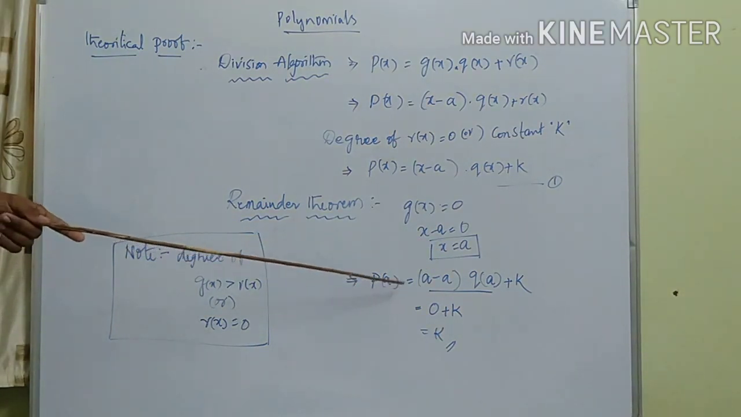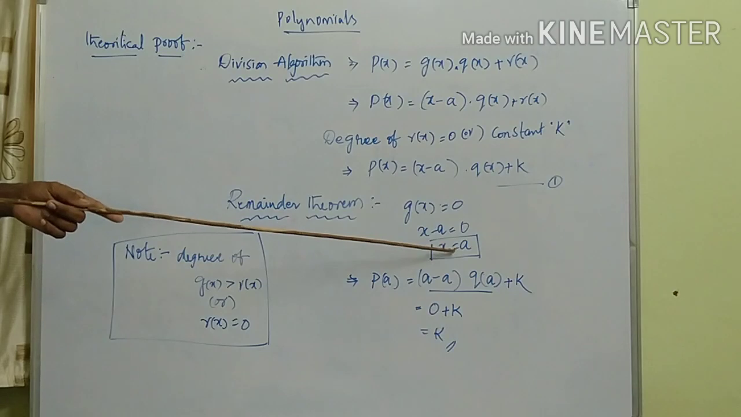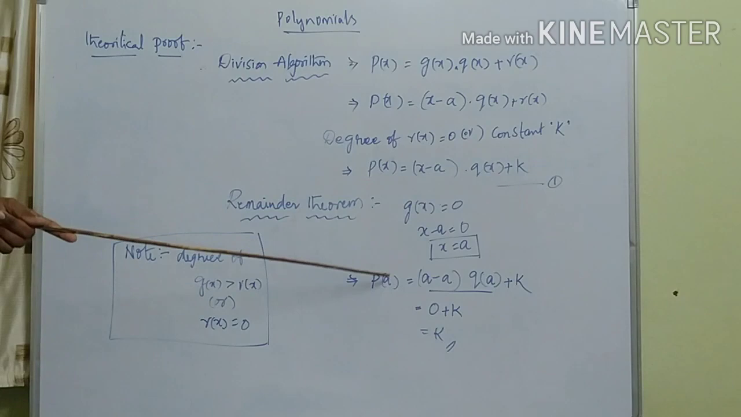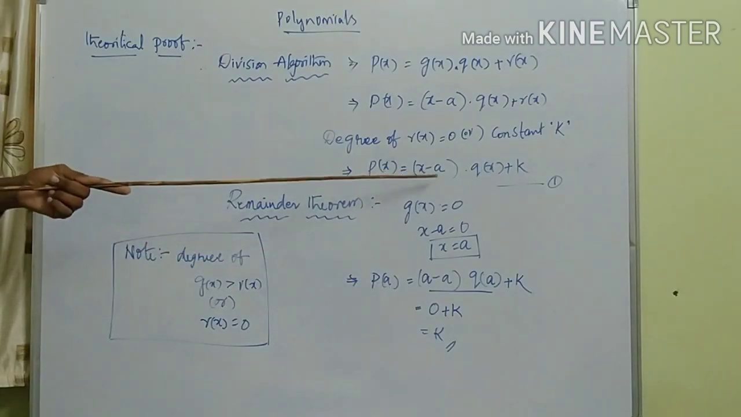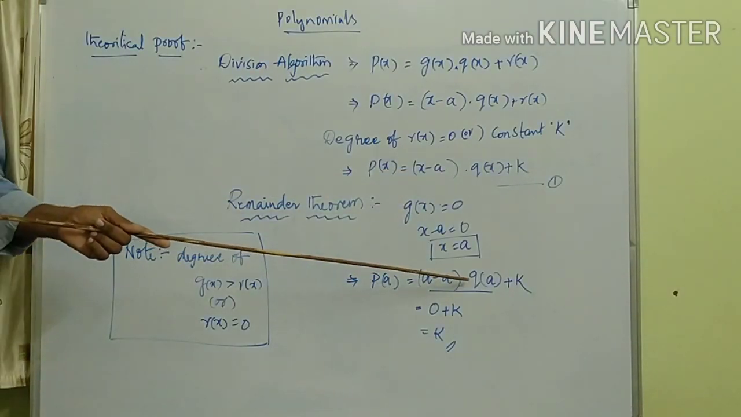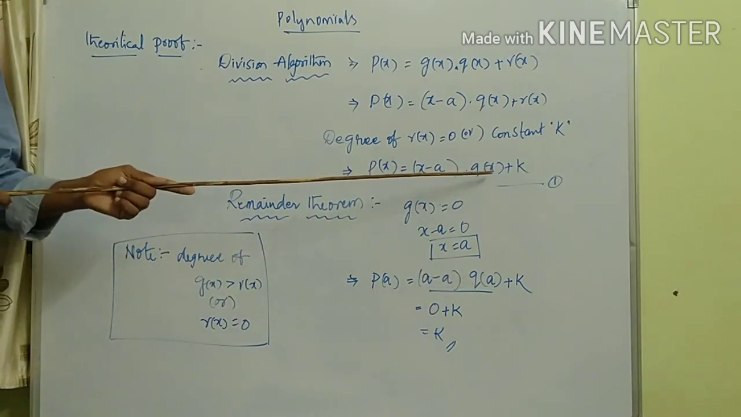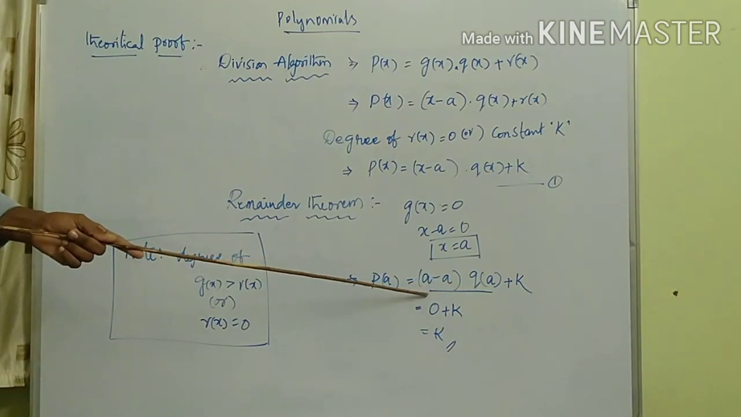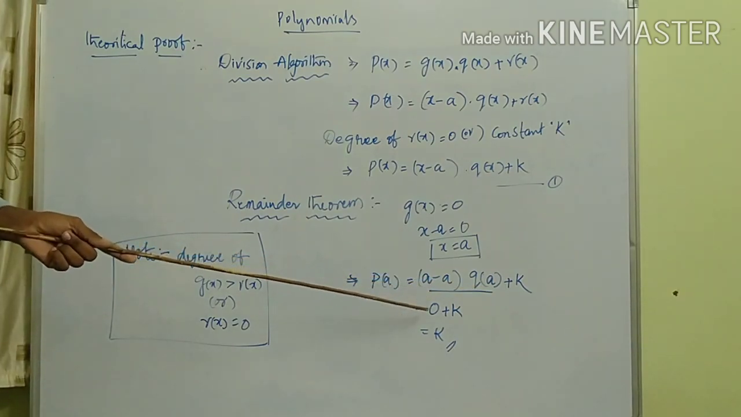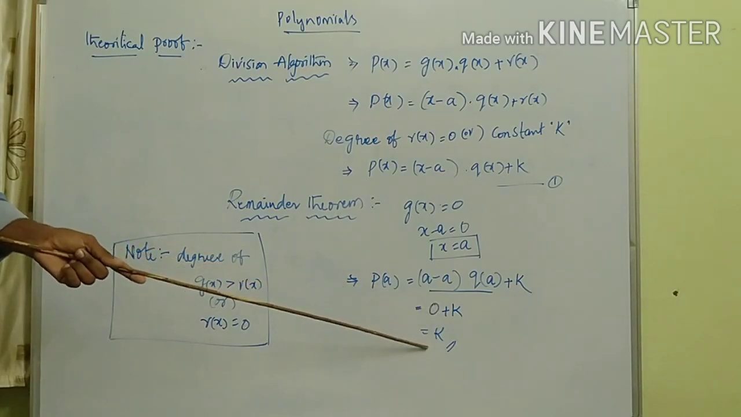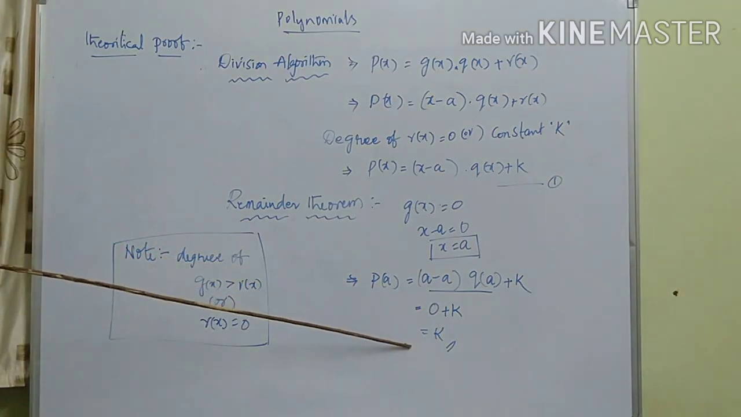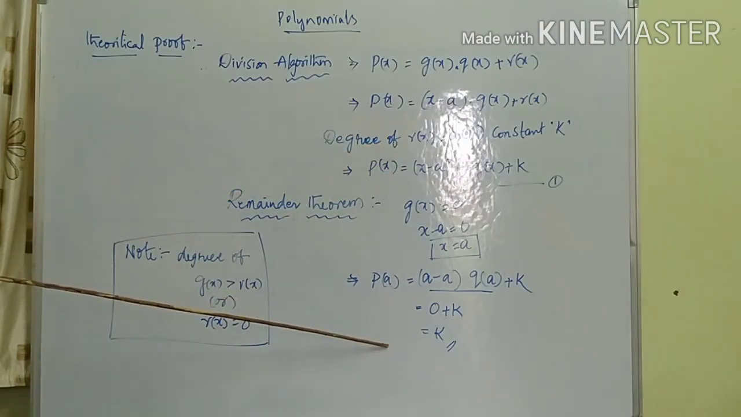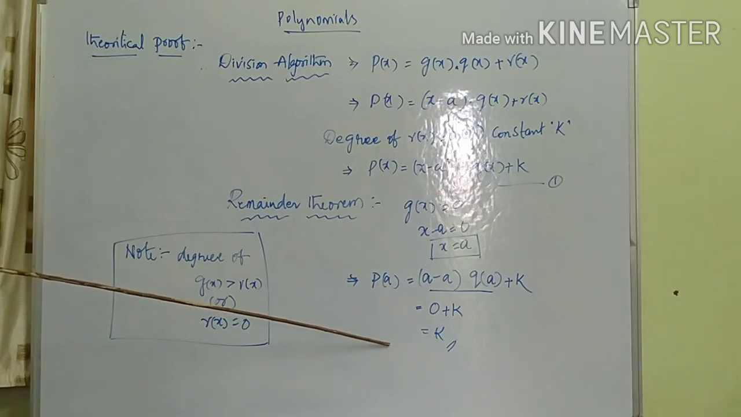So p of a is equal to... we have to substitute the value a instead of x. Here this is equation 1. So p of a is equal to a minus a into q of a plus k, and a minus a is equal to 0. The product of 0 with any value is 0, plus k. So the final result is k. So the final remainder of the division algorithm and the final result of the remainder theorem are both the same.